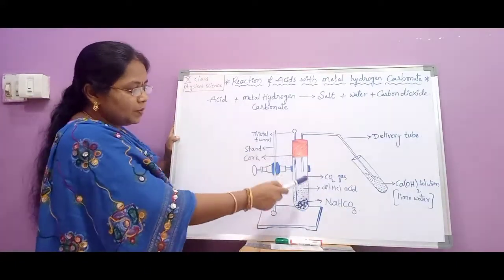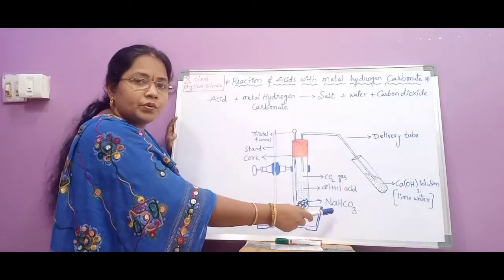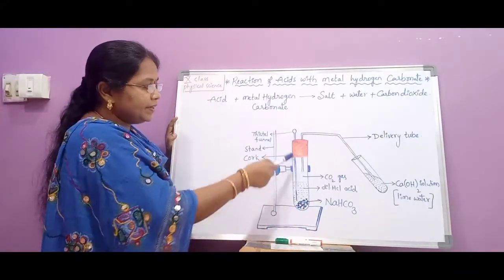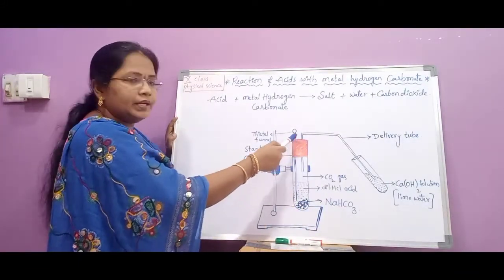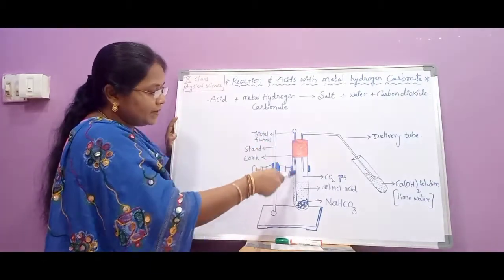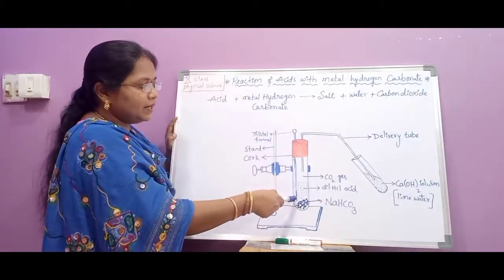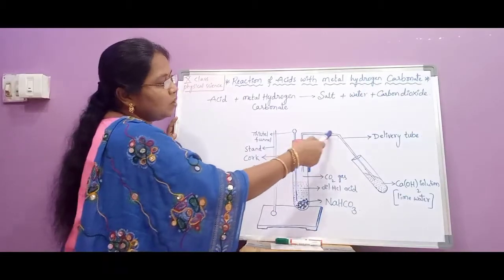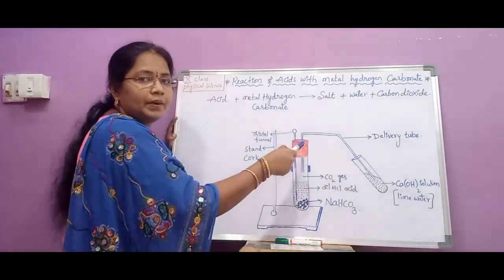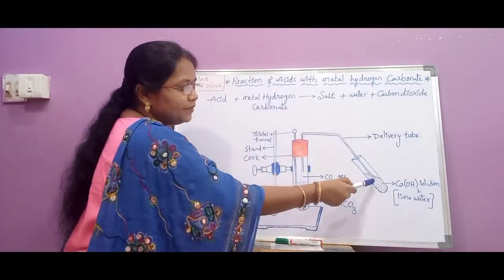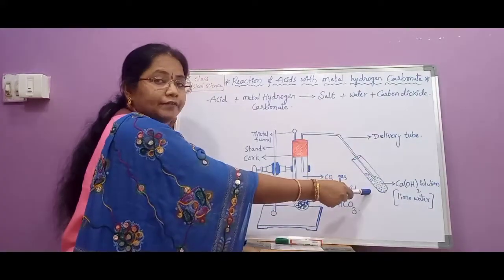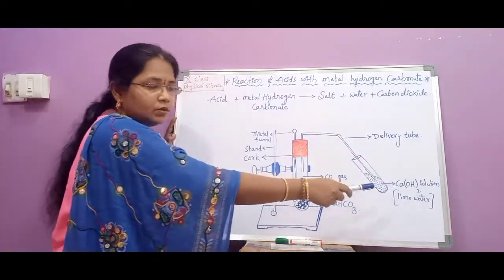Then take a test tube and place 0.5 grams of sodium bicarbonate in the test tube and fix the mouth of the test tube with a rubber cork containing 2 holes. Introduce a thistle funnel through one hole of the rubber cork. Introduce a delivery tube, which is a long narrow glass tube, through the other hole of the rubber cork, and place the other end of the delivery tube in another test tube containing lime water, that is calcium hydroxide solution.